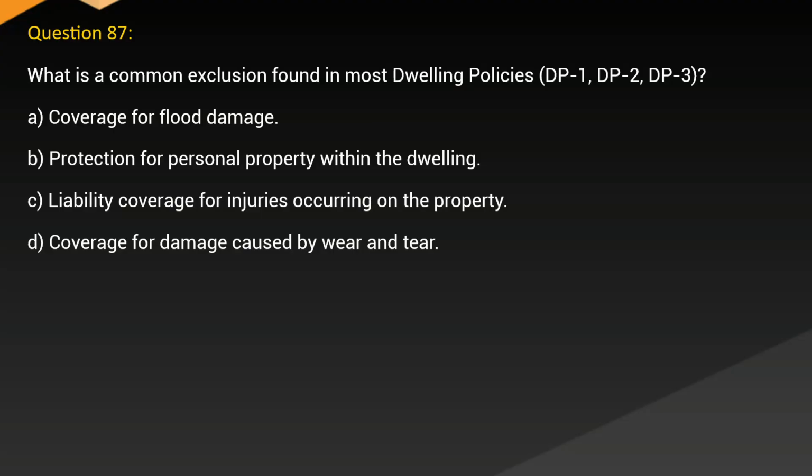Question 87. What is a common exclusion found in most dwelling policies? DP-1, DP-2, DP-3. A. Coverage for flood damage. B. Protection for personal property within the dwelling. C. Liability coverage for injuries occurring on the property. D. Coverage for damage caused by wear and tear.